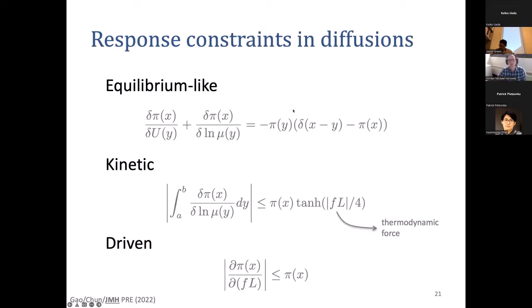So in particular, we have a number of equalities and inequalities. The equilibrium-like response, if I perturb the energy and mobility in a particular point, has an equilibrium-like structure. The kinetic perturbations, where I perturb the mobility, is bounded by the hyperbolic tangent of now the thermodynamic driving force of this system, the force times the length around the circle. And in general, response is always bounded. The mathematical results here are slightly different and have some subtleties dealing with the fact that you're dealing with a probability density instead of a probability distribution. But at least for 1D, it seems to work. We're still working on 2D.